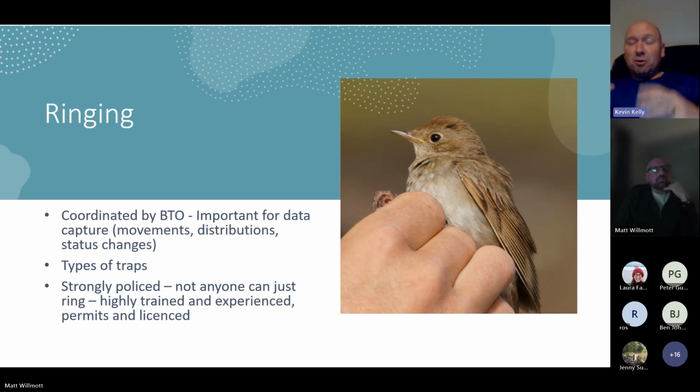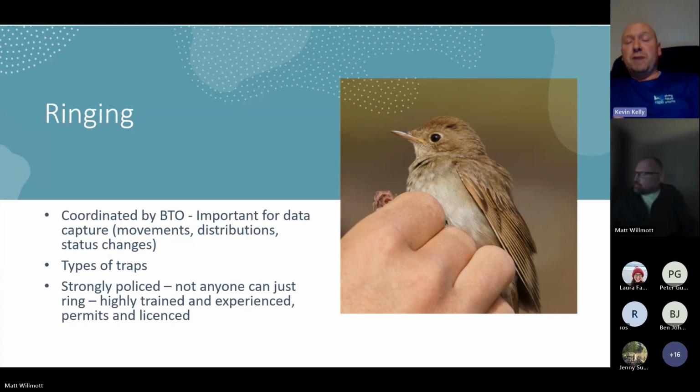And all this data is captured in one big spot. It's all coordinated by the BTO, the British Trust for Ornithology, and they collect all that data from every single bird that's been ringed. And ringing takes place by, for those of you who don't know, licensed ringers. People have to go through training in order to become a ringer.